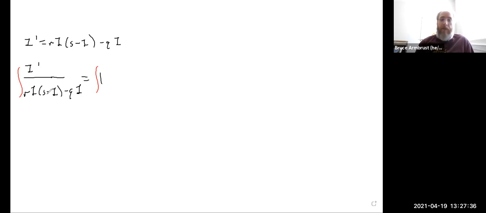And let me just show you the long way, because this is going to be one that requires partial fractions. I'm going to start by factoring out an I, because notice how there's an I on both of those terms. So we'll have I prime over I times (R times (S minus I) minus Q).